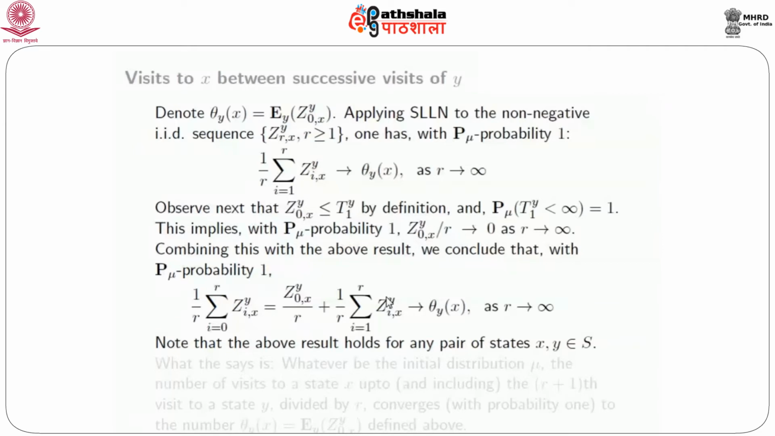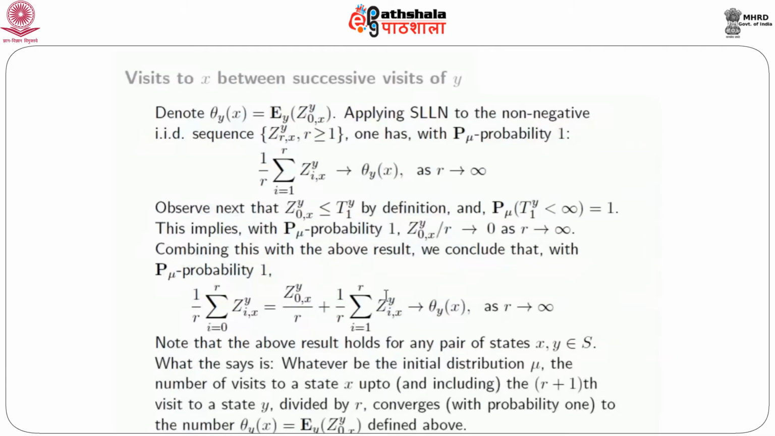So what it means is that the above result holds for any pair of states x, y in s. Now what this really says is the following. I mean, one way is to look at the mathematical formula, but try to understand what it really says. What it really says is that whatever be the initial distribution mu, the number of visits to a state x up to and including the r plus 1th visit to another state y divided by r converges with probability 1 to the number theta yx. And that number theta yx depends only on x and y and nothing else.